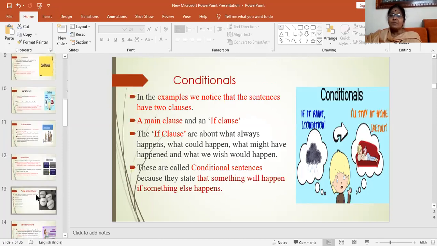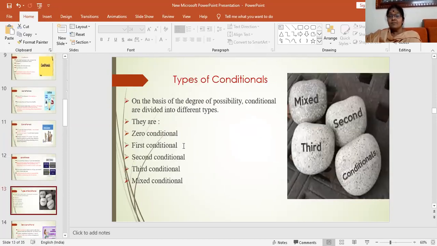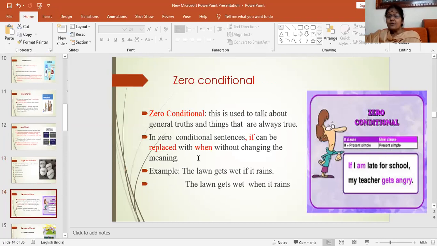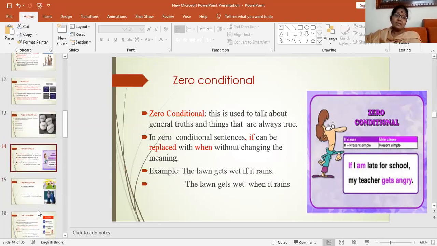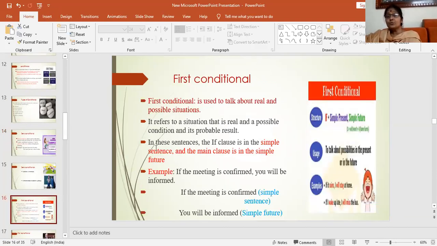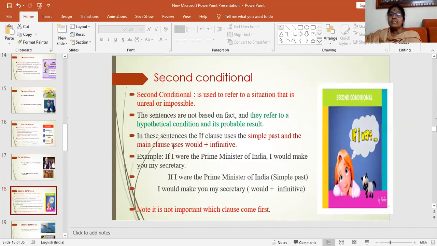So what are the different types of conditionals we have? We have zero conditional, first conditional, second conditional, third conditional, and mixed conditional. In zero conditional, we talk about general truths and things that are always true, like the lawn gets wet if it rains, right? Then we have first conditional, which is used to talk about real and possible situations, like if the meeting is confirmed, you will be informed. Then we have second conditional, which is used to refer to a situation that is unreal or impossible, right? That is, if I were the Prime Minister of India, I would make you my secretary, which is impossible. You are not and you will not make, right?